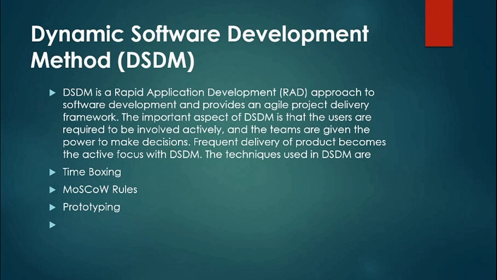Next is the DSDM. It means Dynamic Software Development Method. So DSDM is a RAD approach to software development. RAD stands for Rapid Application Development, and it provides an agile project delivery framework. The important aspect of DSDM is that the users are required to be involved actively and the teams are given the power to make decisions. Frequent delivery of the product becomes the active focus with DSDM. And the techniques used in DSDM are time boxing, MoSCoW rules and prototyping.